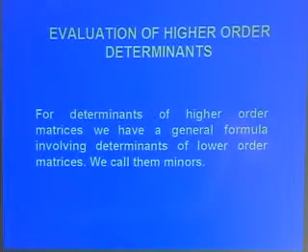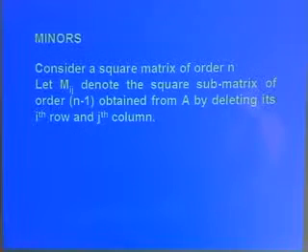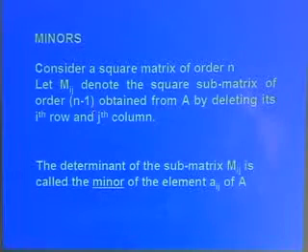This is called minors. Now a minor is defined as Mij. It is denoted as Mij. It's a square submatrix of order n minus 1, which is obtained from A by deleting the ith row and jth column. The determinant of the submatrix Mij is called the minor of the element Aij of A.